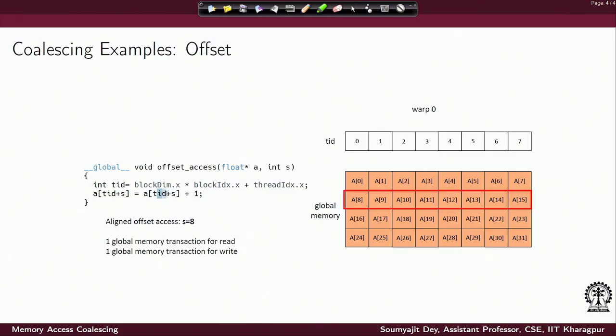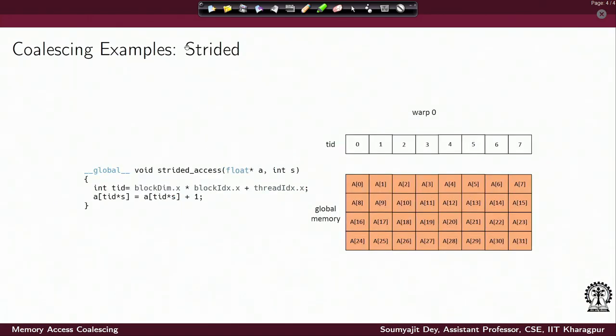And this is how it will keep on going on. Now, consider a different type of access pattern. In my earlier access pattern, it was all with respect to offsets. I am doing a plus S here. Now, we consider what is defined as strided access. This is another kind of access pattern which we often see in our programs.